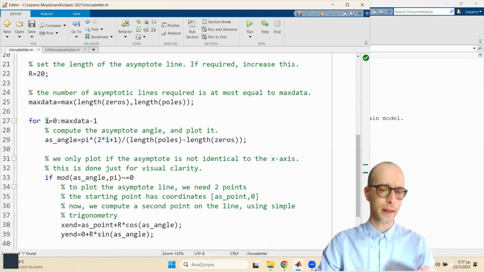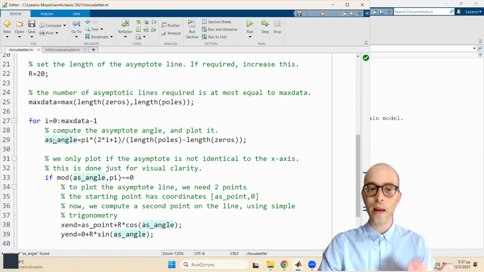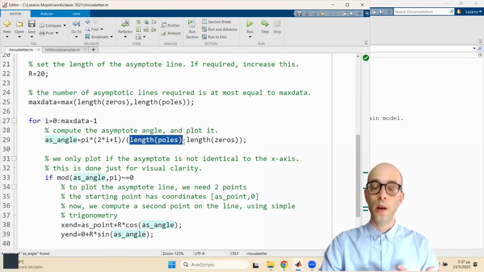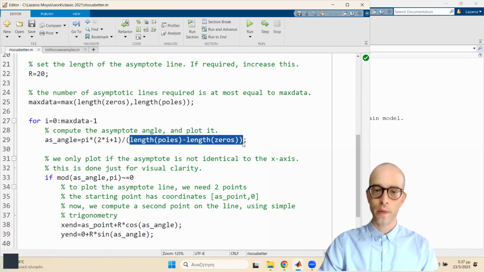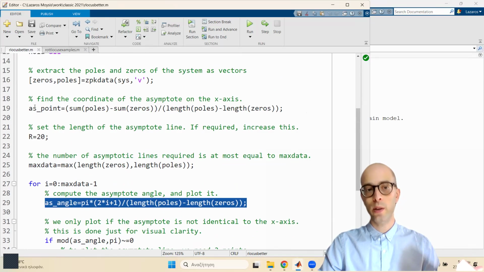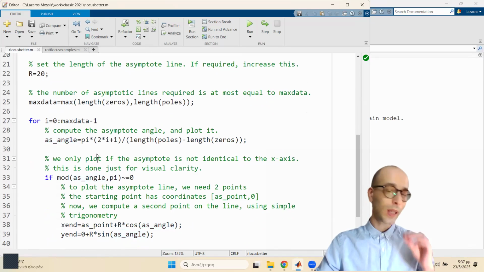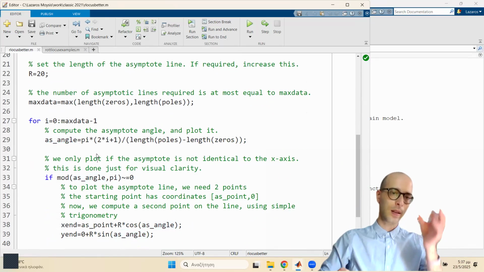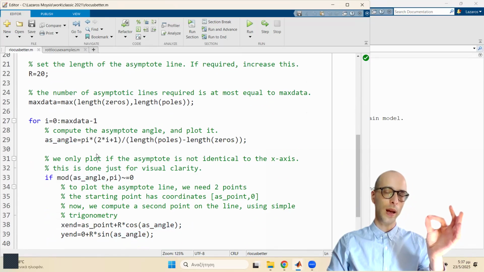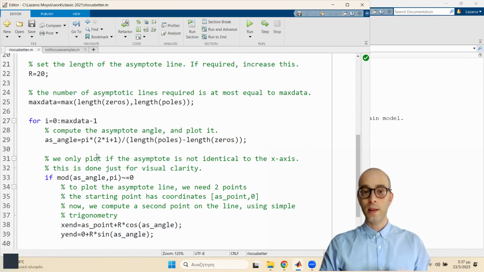Using this i, I compute the angle of the asymptote. As you know from the theory, the angle of each asymptote is pi times 2i plus 1 divided by the number of the poles minus the number of the zeros. Now for each one, I already have, of course, the point of the asymptotes and the angle of the asymptotes. So what I need to do is plot a straight line that starts from this point on the x-axis and has the specific angle that I have computed. Very nice. How do I do that?